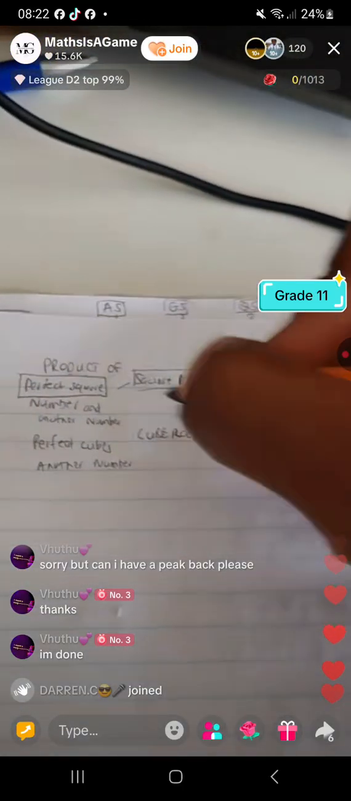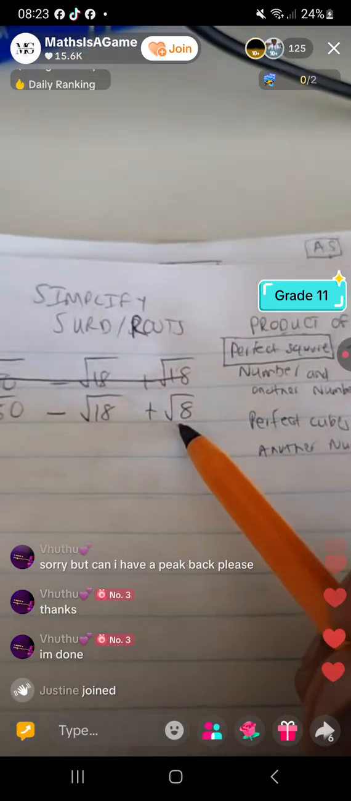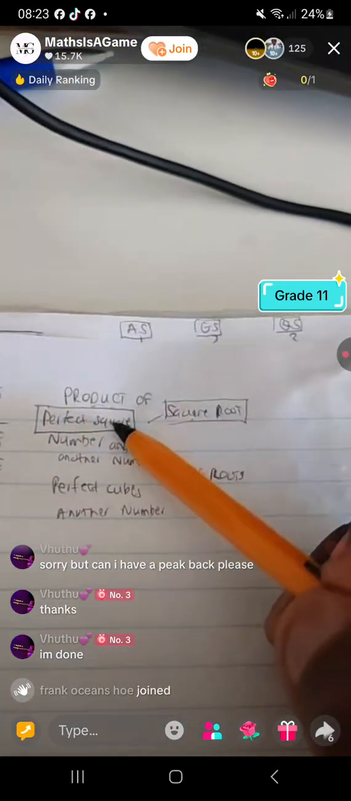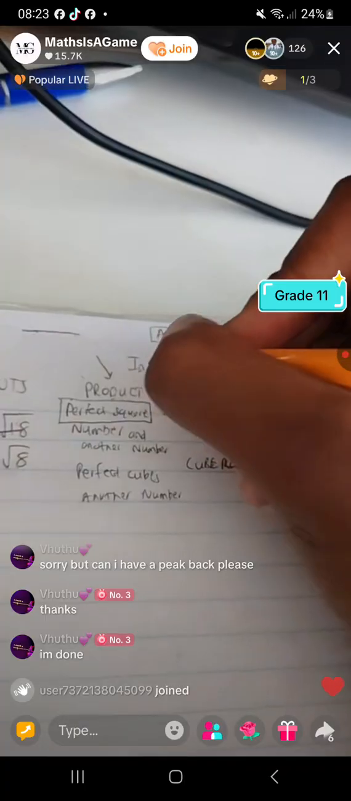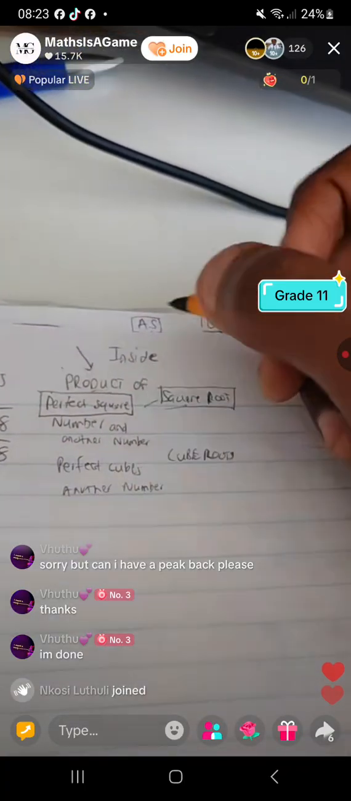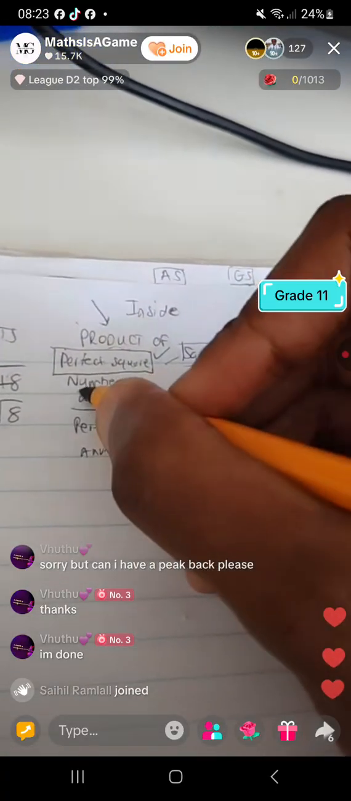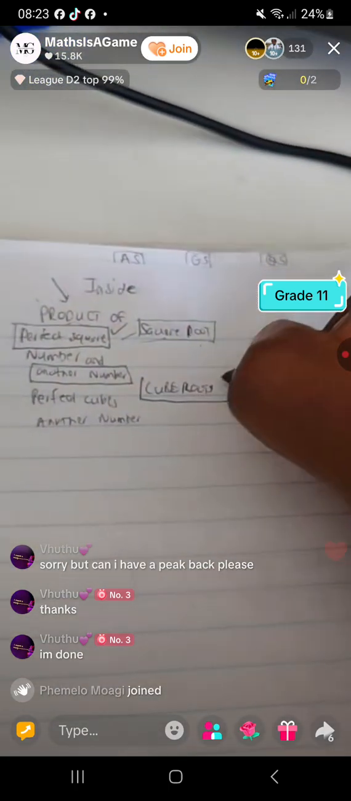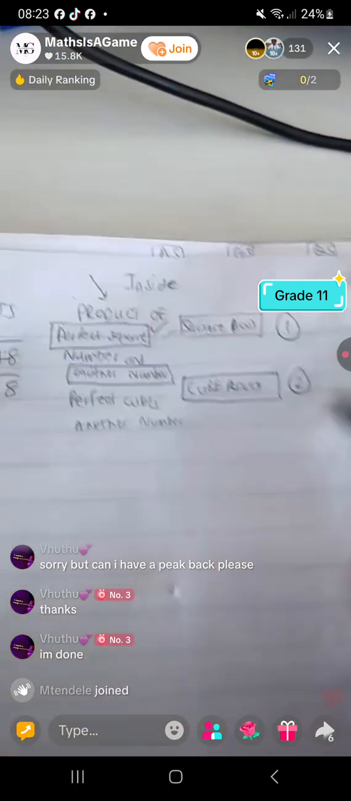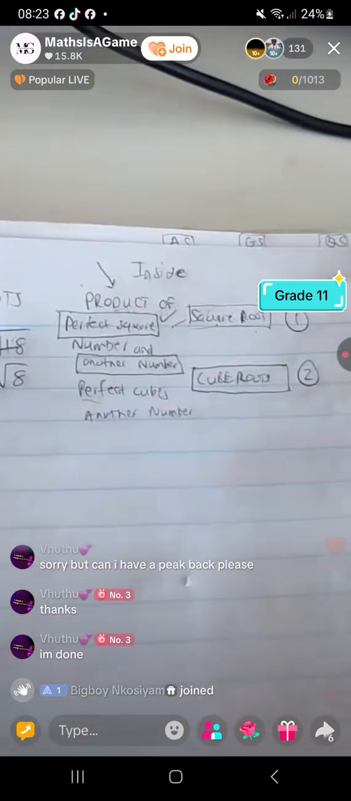So what we need to do is, because we are given square roots, square root of 50, square root of 18, square root of 8, separated by plus and minus signs, we want to write all those numbers inside the square root as a product of a perfect square and another number. All right, because it's a square root. But if it was cube roots that we were dealing with, then we would want to write the numbers underneath the cube root as a product of a perfect cube and another number.